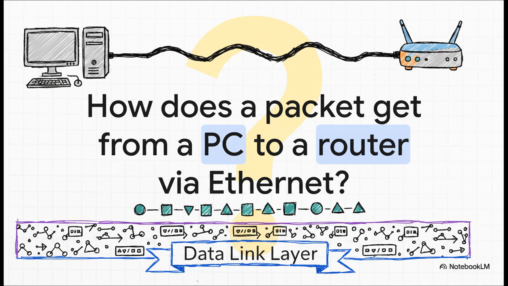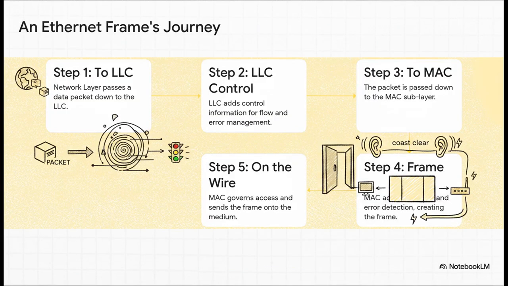How does it happen? Here we go. Step 1. Your computer's network layer has an IP packet ready to go. It knows the final destination is somewhere on the internet, but its immediate next stop is the router. So it hands that packet down to our first specialist, the LLC. Step 2. The LLC, our traffic controller, wraps the packet with some control information. Step 3. The LLC then passes this whole thing down to the MAC sublayer.